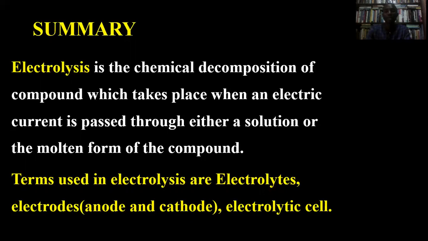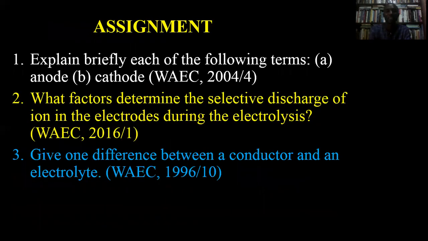All right, you are to take this assignment. WAEC 2004 number 4 question says, explain briefly each of the following: A, anode, and B, cathode. And 2016 number 1 question says, what factors determine the selective discharge of ions at the electrodes during electrolysis? And finally, 1996 number 10 question says, give one difference between a conductor and an electrolyte.